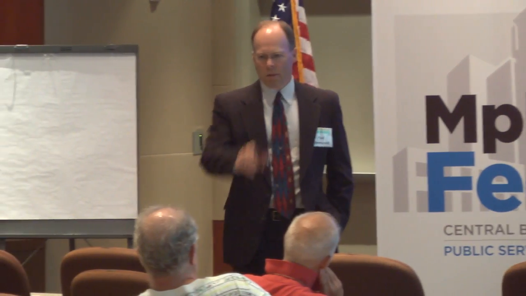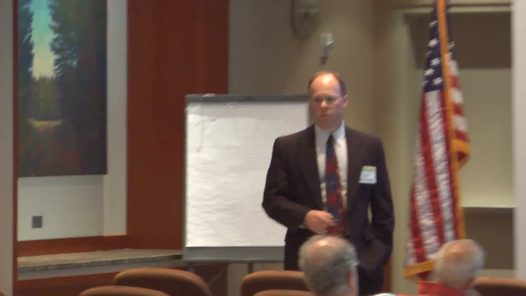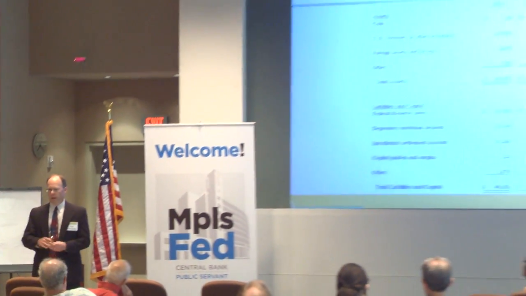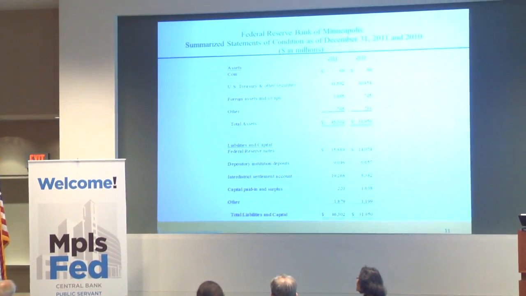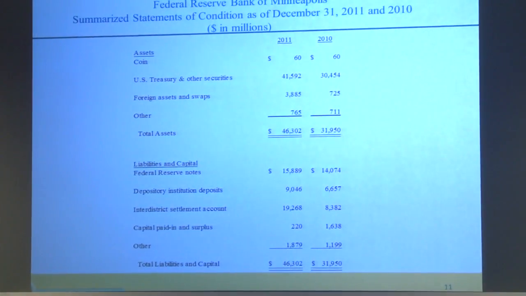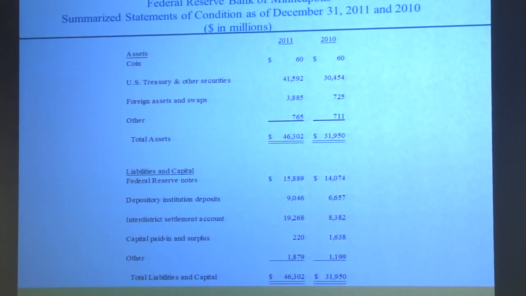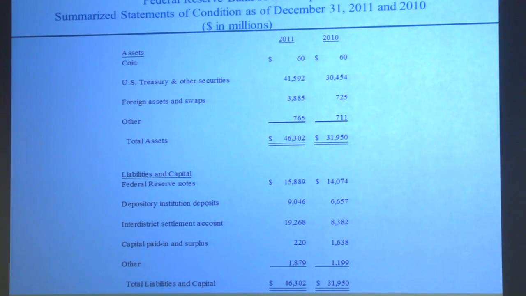Capital paid in and surplus, and I'll get back to explaining this here. So you can see a big drop in our capital paid in and surplus from 2010 to 2011. It went from 1.6 billion to 220 million. And half that balance represents capital paid in and half of it's surplus. So at the end of 2011, we had capital paid in of 110 million and surplus of 110 million. So the 110 million was the 3% that member banks had purchased in the Fed, 3% of their capital and surplus.